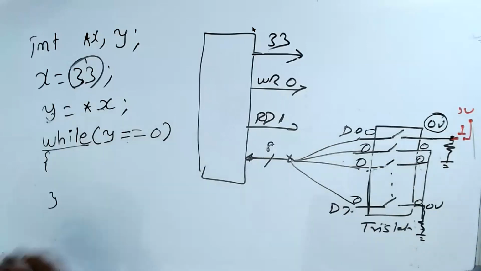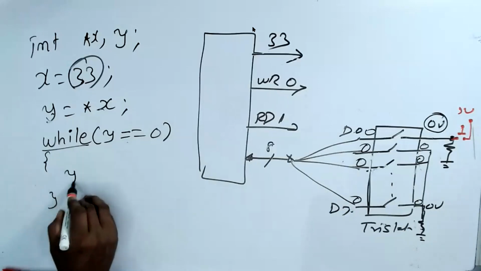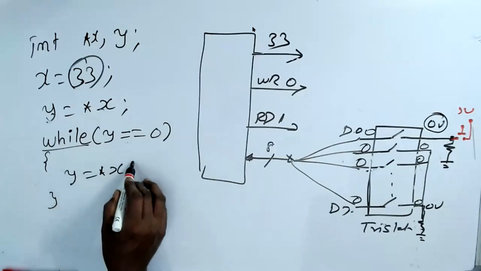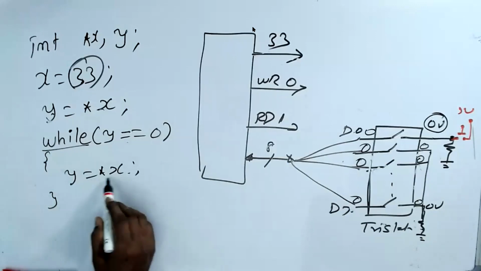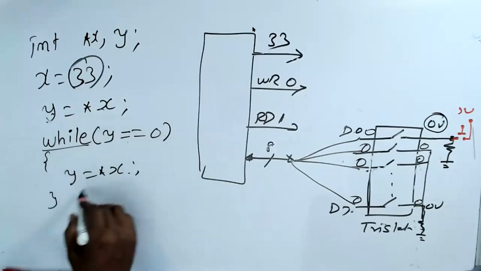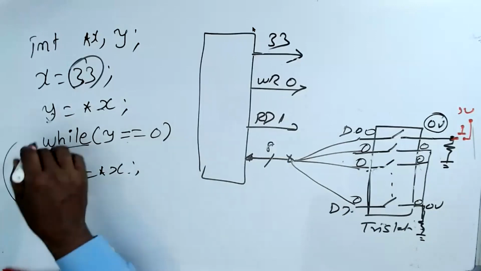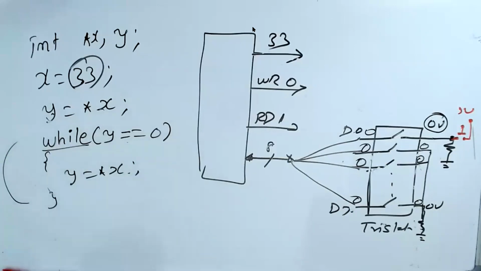Then I do once again, y is equal to *x. I read once again. That time also, what happened? This will keep on looping. It will never get out of the loop. It will be waiting for you to press the key. The moment you press the key, what happened?